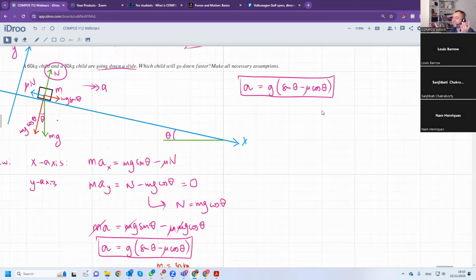How do you go faster on a slide? What do you need to do? Rougher or smoother? Yeah, smoother clothes to make mu smaller. Absolutely. Reduce mu. That's the only way to go down a slide faster.